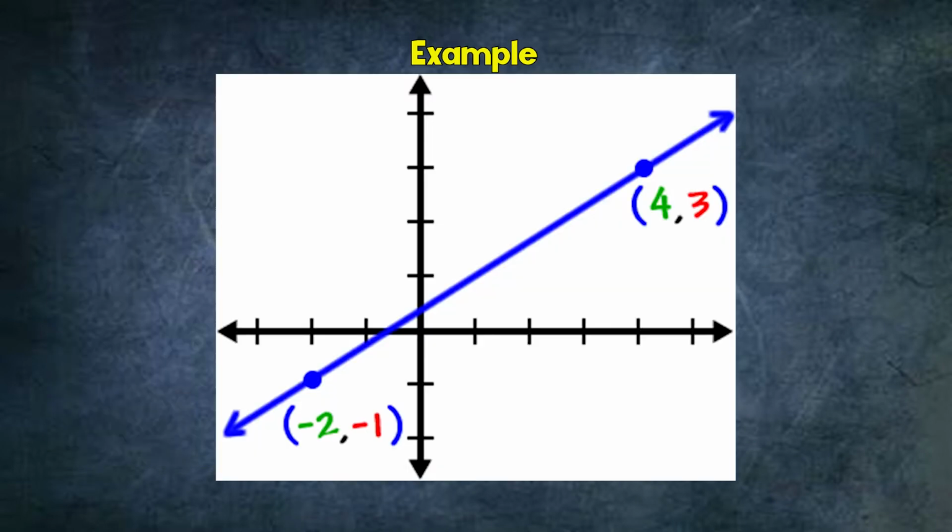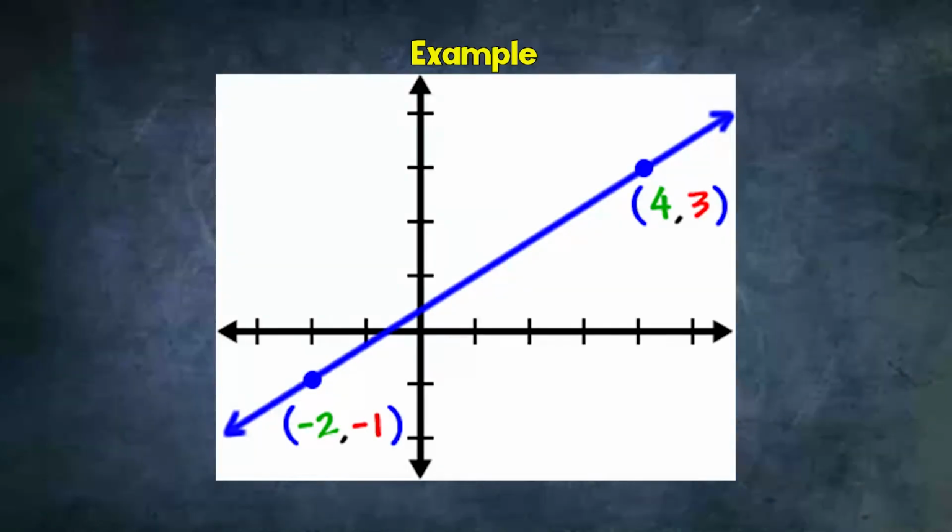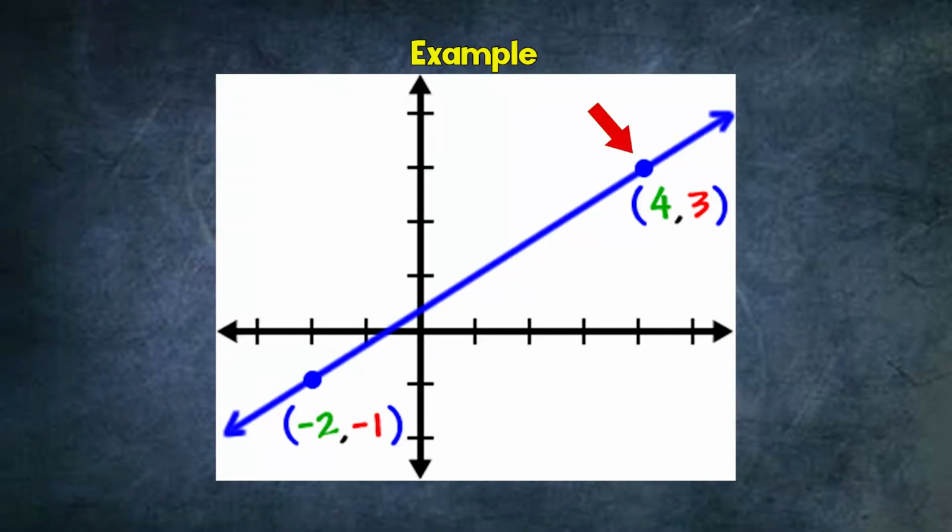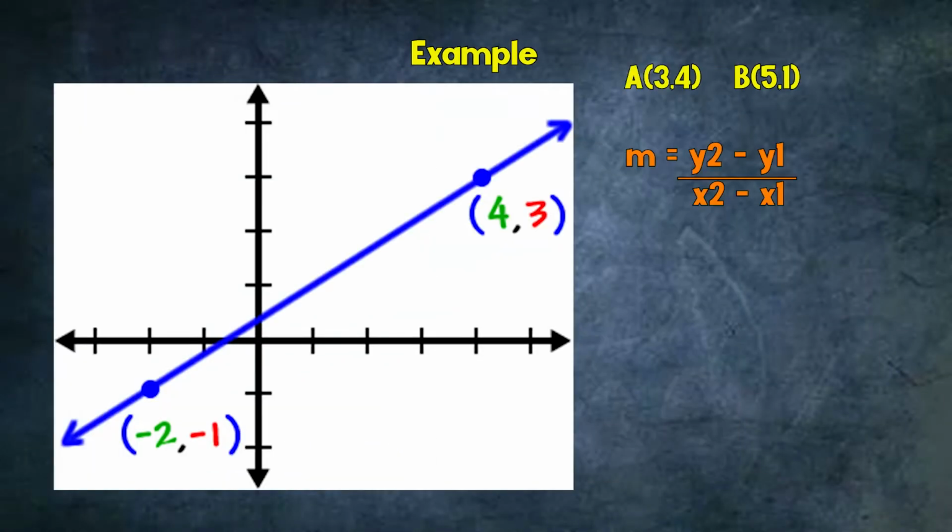Next example, we have a line. We extract the 2 points. First point A, we have 4, 3, and the second point B, negative 2, negative 1. Substituting these values into the formula, y2 subtract y1 divided by x2 subtract x1, we have m is equal to 3 subtract negative 1 divided by 4 subtract negative 2.